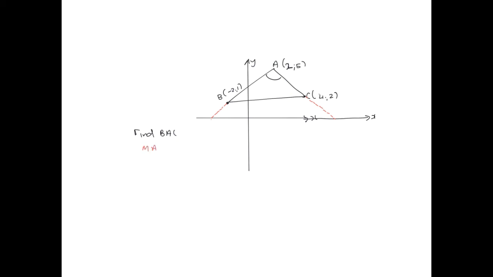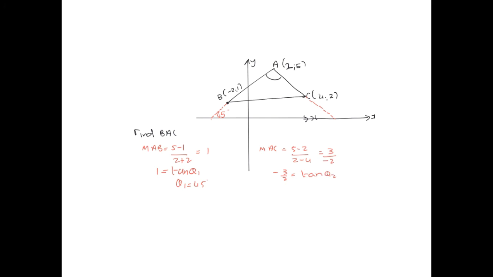So we're going to say M of AB is equal to 5 minus 1 over 2 plus 2, which is 1. So you can say 1 equals tan theta 1, and you get theta 1 is equal to 45 degrees. Okay, then we're going to do the gradient of AC, which is going to be 5 minus 2 over 2 minus 4, which is 3 over minus 2. So minus 3 over 2 equals tan theta 2.